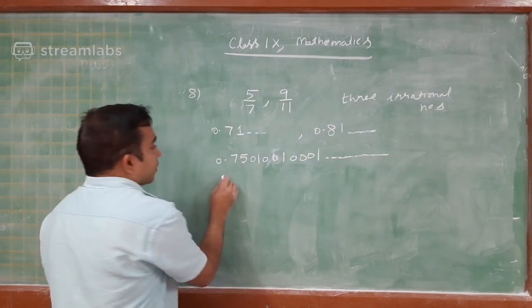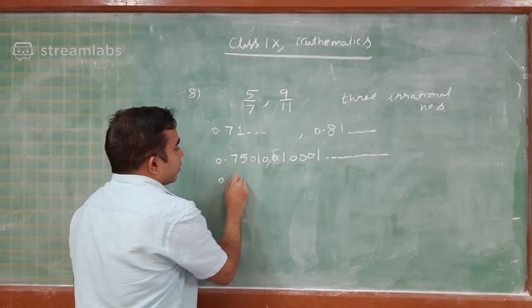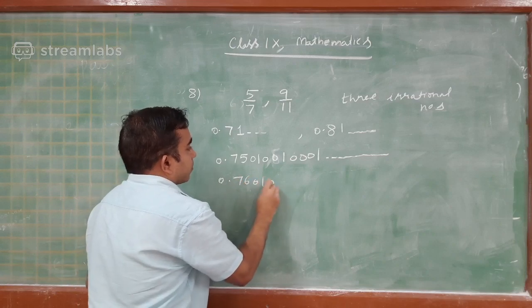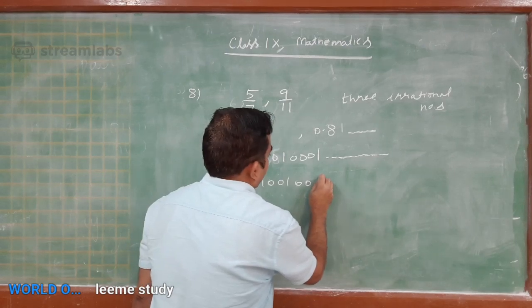But हमें तो 3 लिखनी है, no problem. Same pattern you can use, any digit you change. 0.76 ले लिया मैंने. There may be innumerable ways actually.